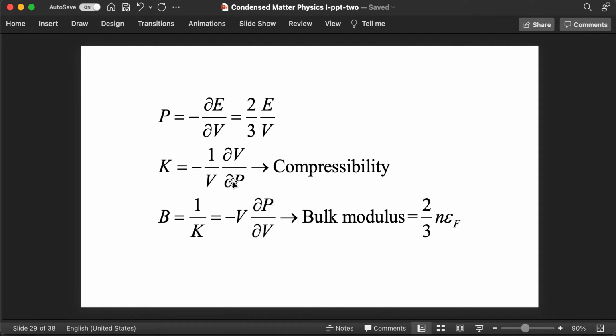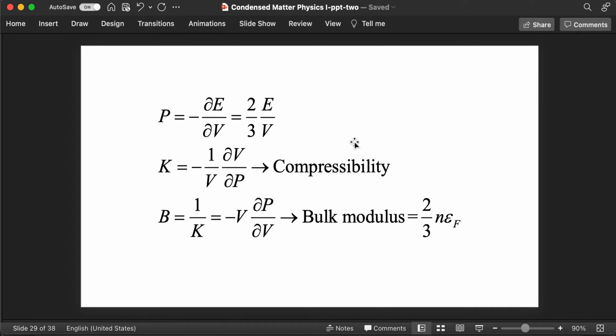Now, given this information, you can also calculate the pressure that the electron gas exerts. The pressure is given as the derivative, minus dE by dV, excuse me. This is from the standard first and second law of thermodynamics. You can show this. Please calculate the pressure as 2 by 3 E by V. It's a very simple calculation to show.